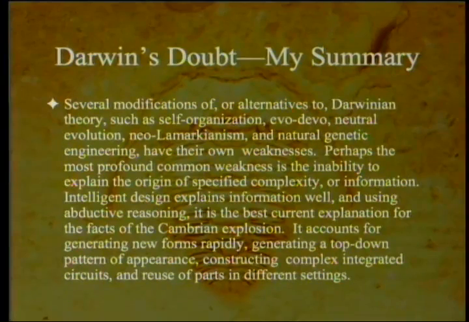Perhaps the most profound common weakness is the inability to explain the origin of specified complexity or information. Intelligent design explains information well, and using abductive reasoning, standard in the field, it is the best current explanation for the facts of the Cambrian explosion. It accounts for generating new forms rapidly, generating a top-down pattern of appearance, constructing complex integrated circuits, and reuse of parts in different settings.